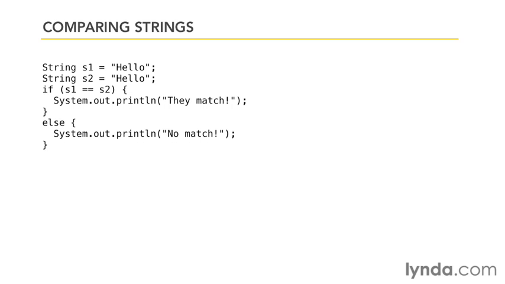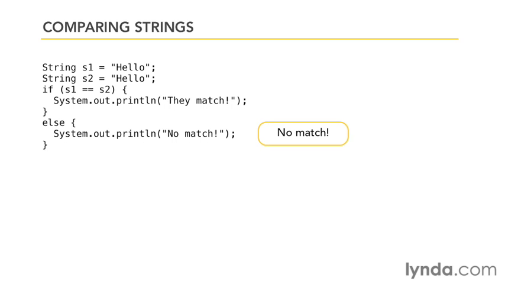In some languages, such as JavaScript, you would get a match, because in those languages they're comparing the values of the strings. But in Java, a string is a complex object, and with complex objects, the double equals operator is comparing whether they are the same object, not whether they have the same value. And so this evaluation would result in the output no match.